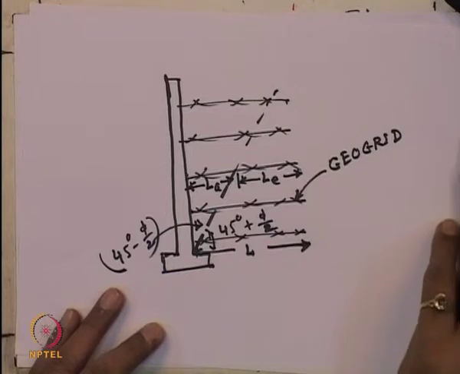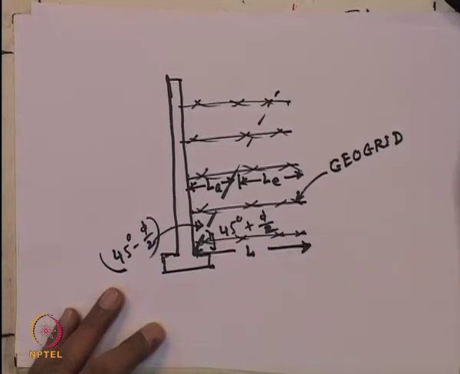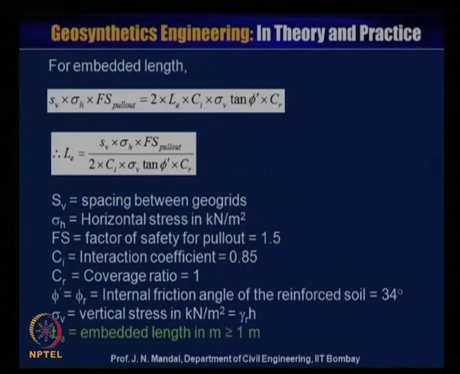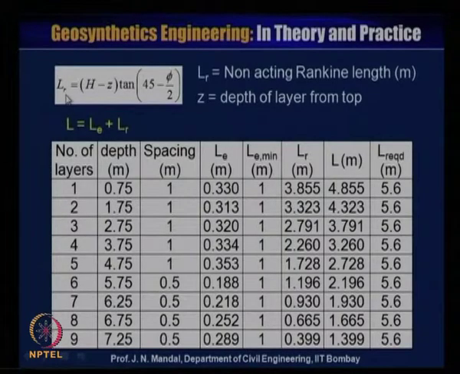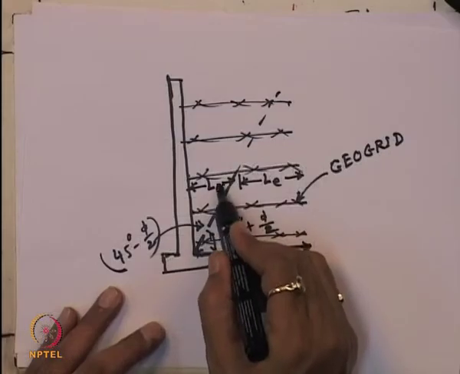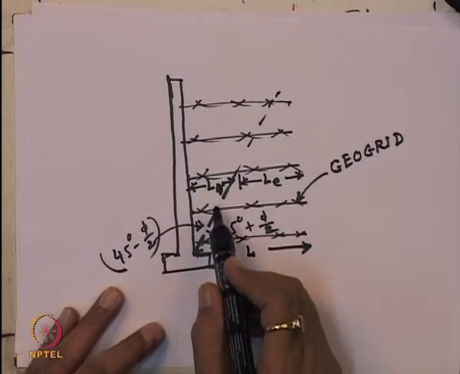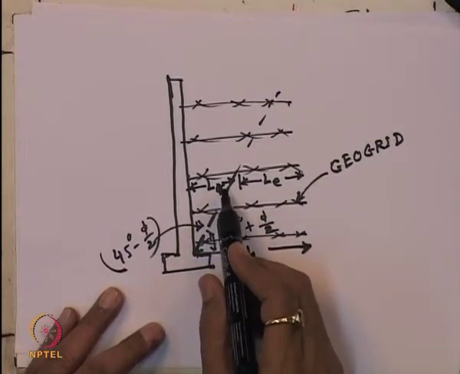Okay, so what we have done is calculate L of E with this equation. From pull out you can calculate L of E. So the L of E value is known because you know all these parameters. Now you have to calculate L of R. This is L of R, which you have to calculate.